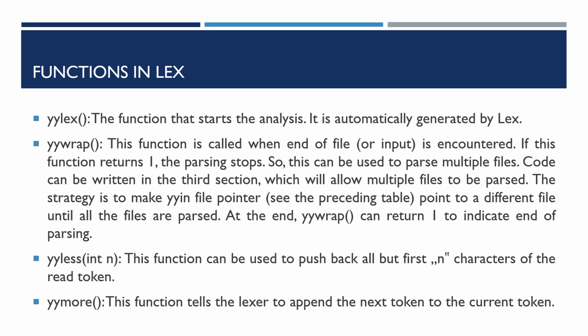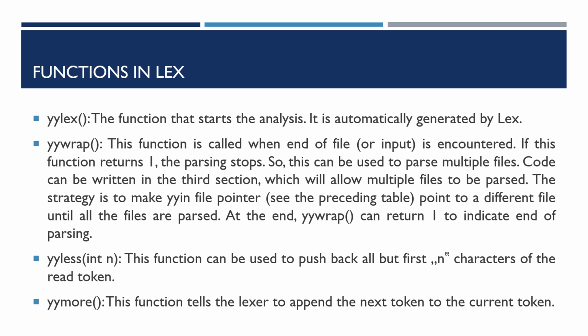And yywrap, this function is called at end of file. When we have to end the file, then this function is called. If this function returns 1, the parsing stops, and if it doesn't return 1, the parsing continues. So this can be used to parse multiple files. Code can be written in the third section, which will allow multiple files to be parsed. The strategy is to make an input file pointer. So at the end, the yywrap function can return 1 to indicate the end of the parsing.